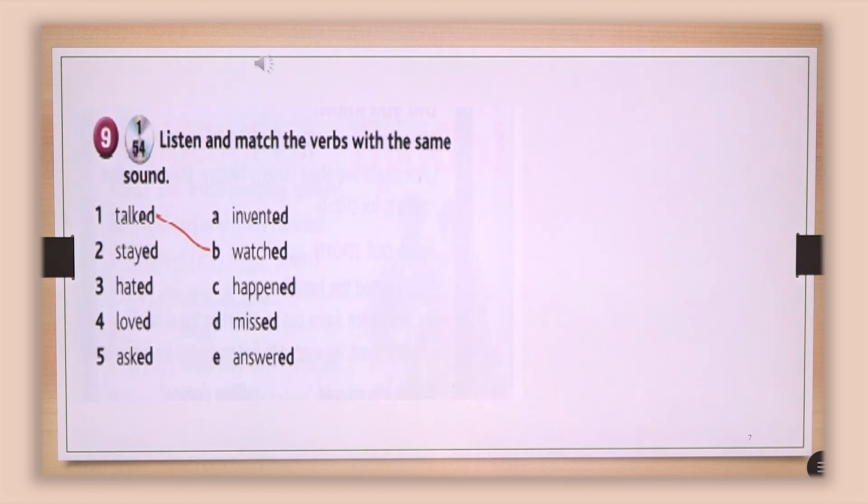Now you know that the regular verbs, or ed in the end of irregular verbs, has three pronunciations like t, d, and id. So what you're going to do now, you're going to listen to the verbs and try to match which ones sound the same. So listen to it first and try to match which ones sound the same. Student's book, page 39. Exercise 9. Listen and match the verbs with the same sound.